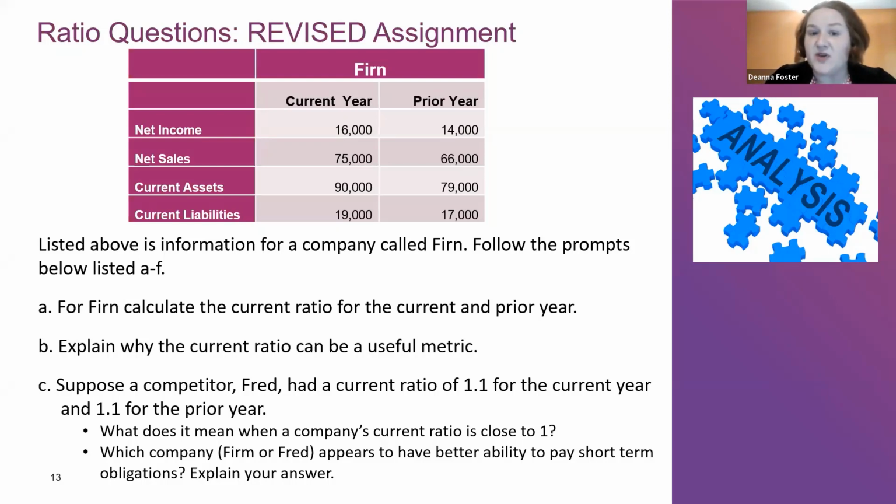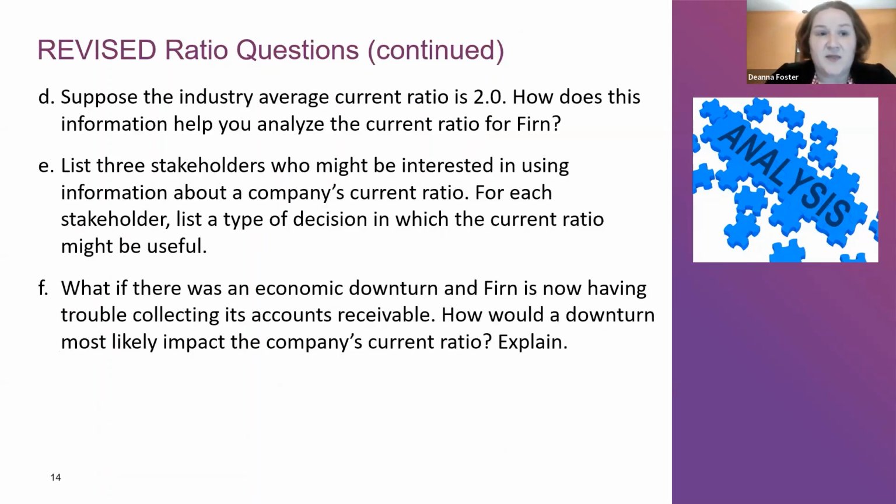I've given them the current ratio for their competitor, so that's given to them. And then I've also asked them what it means when the current ratio is close to 1. So the student can think about, if the ratio is close to 1, they don't have as much current assets and they may have some difficulties paying off some of that debt. So it kind of leads them to that response for the second part of the question, who has the better ability to pay? And then we have part D.